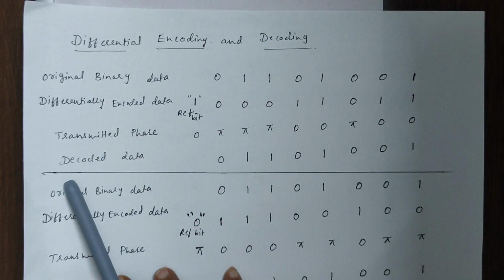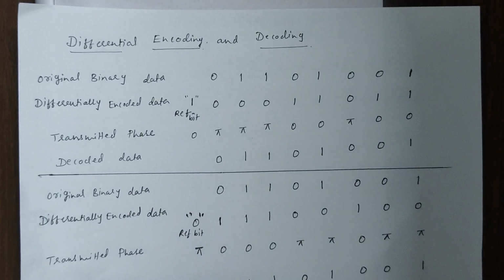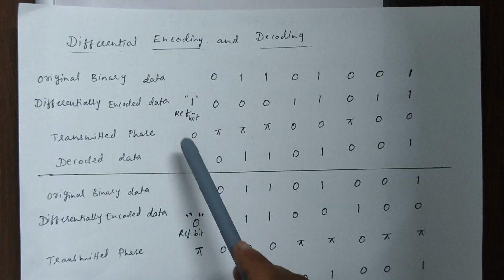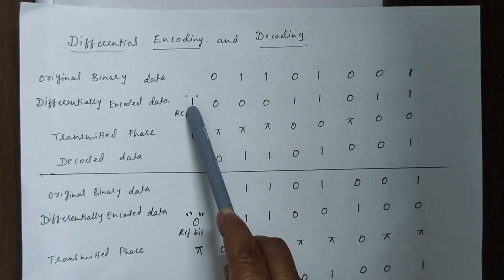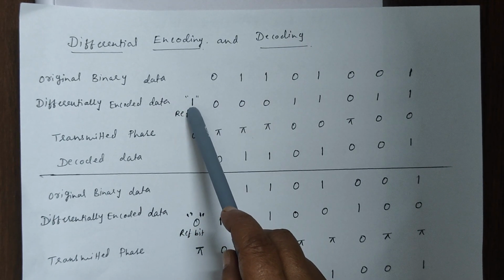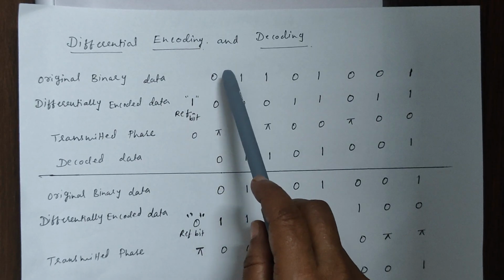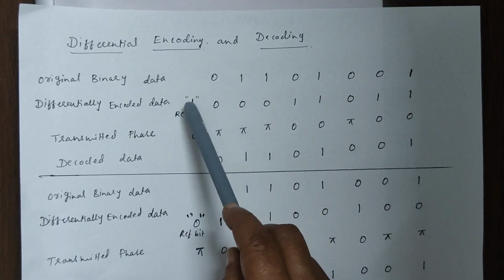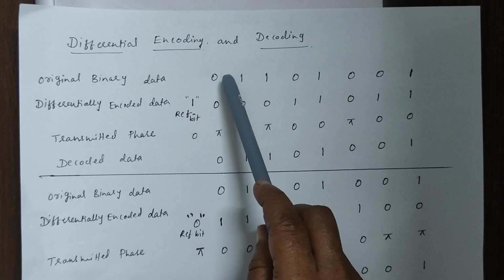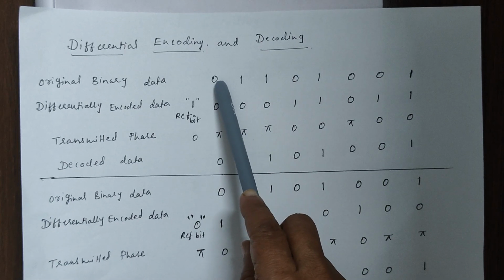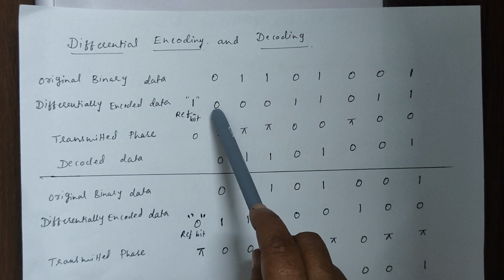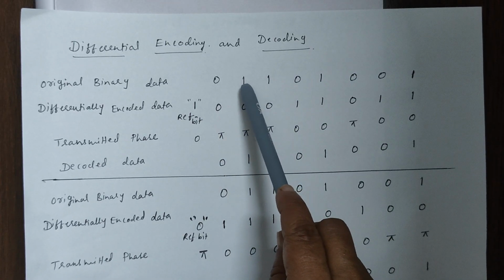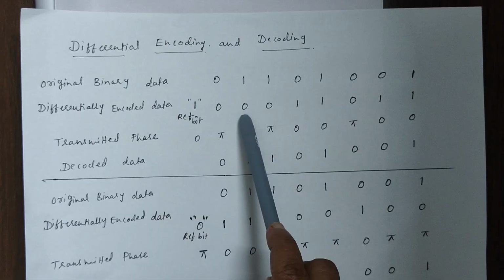For differential encoding, initially we have to assume one reference bit. The reference bit we can assume either 0 or 1. Here I have taken reference bit 1. So with the reference bit, we have to perform the XNOR operation with the binary input. Now 1 XNOR with 0. 1 XNOR 0 is what? 0, because the inputs differ. Next 0 XNOR with 1 is 0.